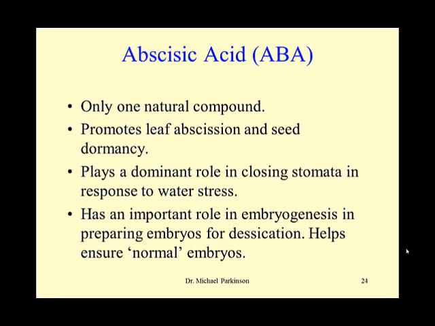From a plant tissue culture point of view, it has an important role in embryogenesis, in preparing embryos for desiccation. It also helps to ensure normal embryos. So in somatic embryogenesis, we typically would try to propagate the embryos themselves. So you end up with secondary embryos growing on the surface of embryos. And for embryo development we want to stop this, and abscisic acid has an important role there.